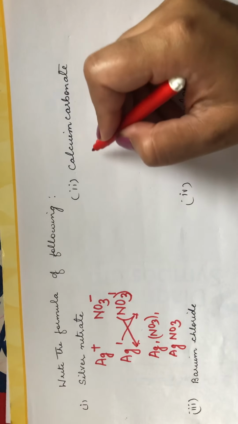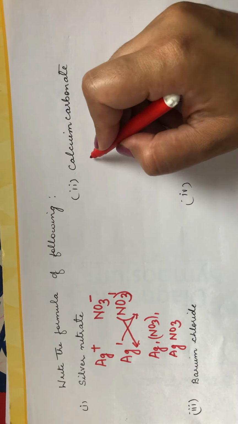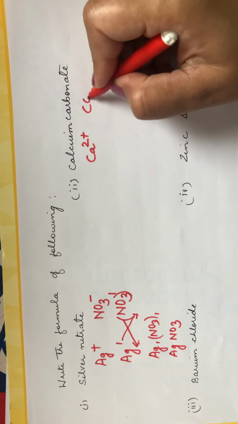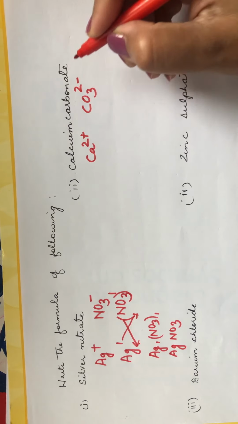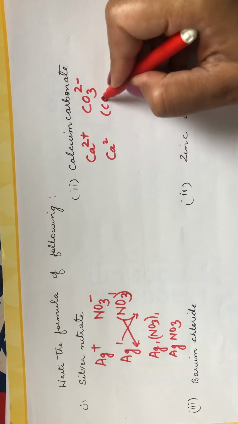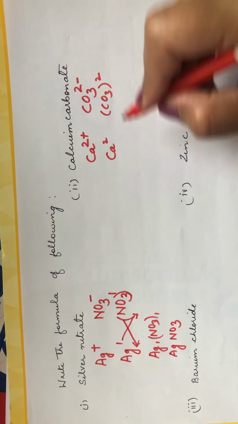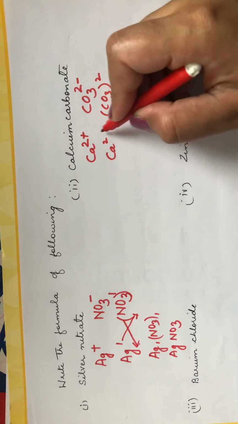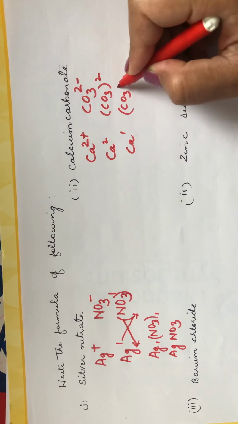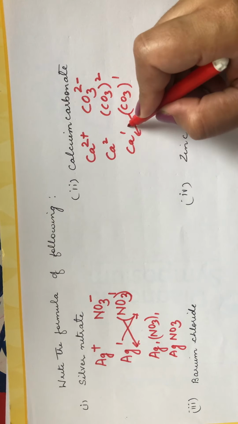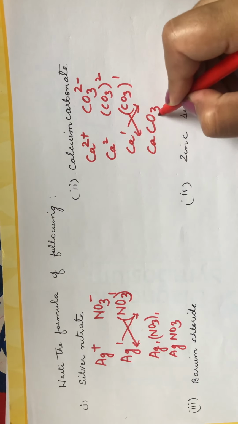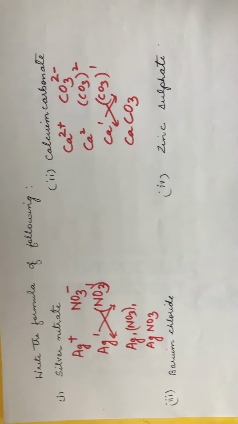Now next is calcium carbonate. Write down the symbols of the ions, now convert them into numbers, then take out the common factor. So here the common factor is 2. Then crisscross the valencies like this. So the formula of the compound will come out like this.